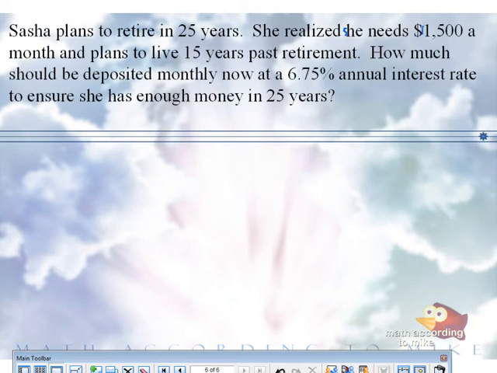This is going to be easier to make a 4 here. $4,500 a month and plans to live 15 years past retirement. Oh, Sasha. So young. How much should she deposit monthly now at a 6.75% annual interest rate to ensure she has enough money in 25 years? That's a 4 right there, not a 1.